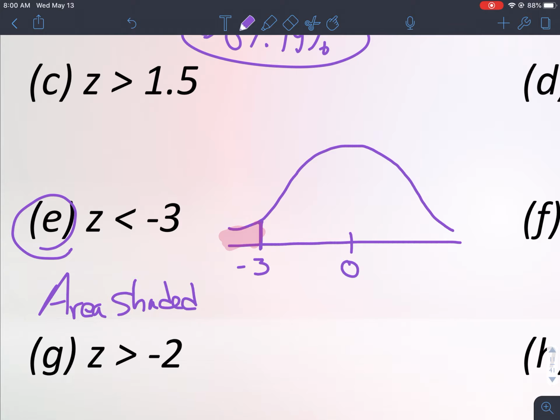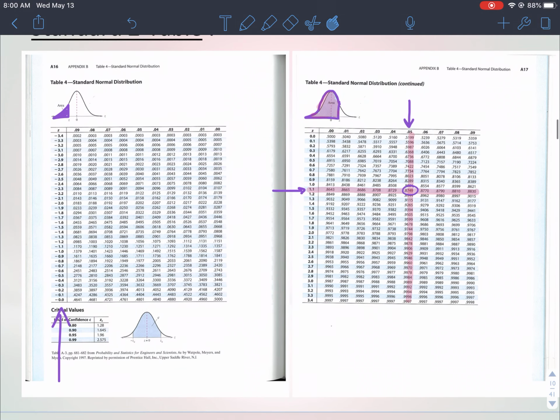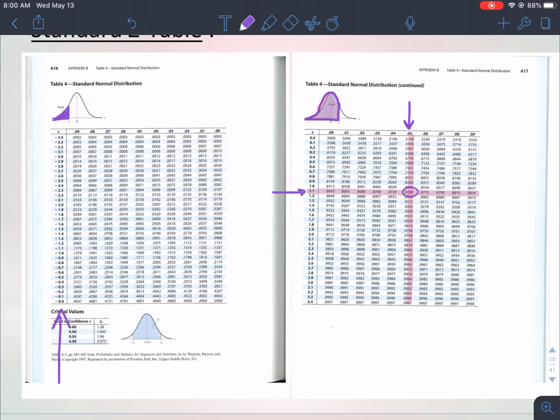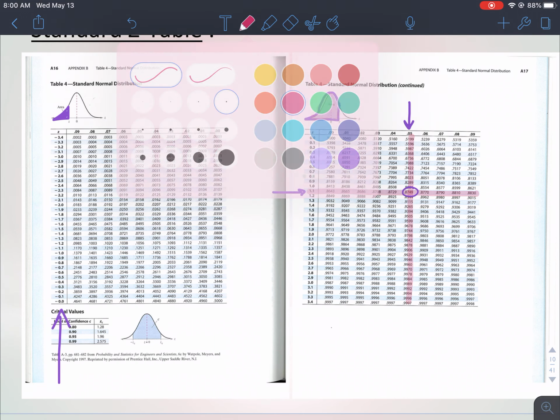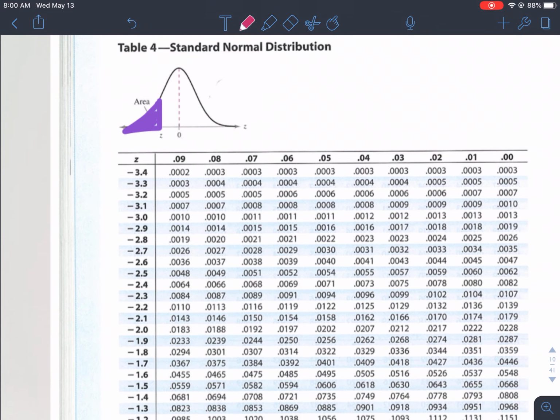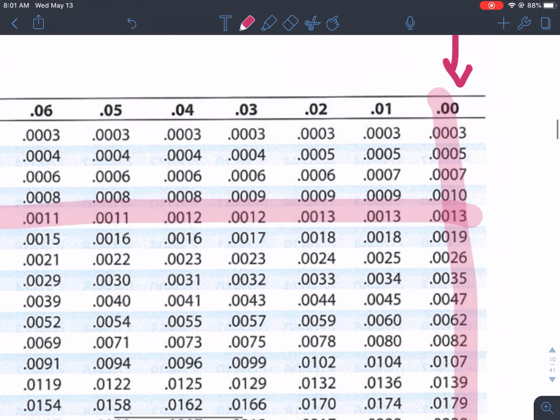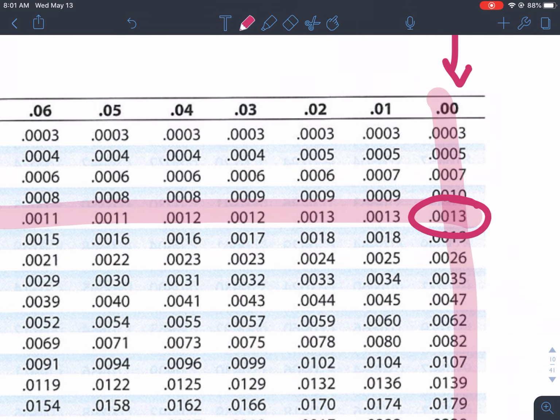Area of this shaded region. It's to the left, so we can go right to the table and find -3.0. Because it's negative, we'll be on the left side. And you see -3.0, but we have to also decide which column to use, so we want to put -3.00. So we're going to be way to the right there. And that's going to be 0.0013.